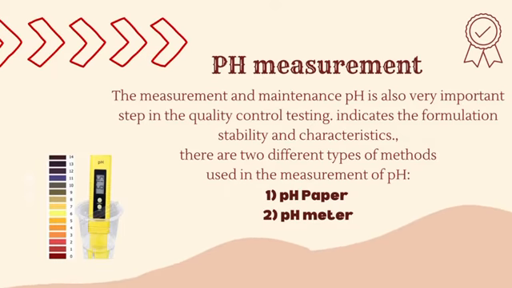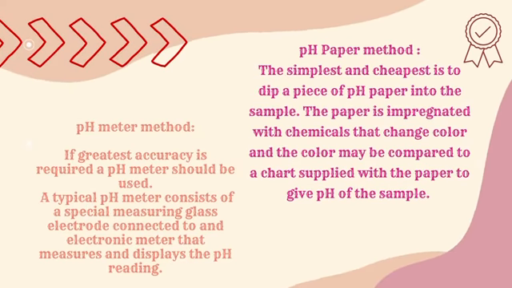pH measurement. The measurement and maintenance of pH is also a very important step in quality control testing. In general, there are two different types of methods used in the measurement of pH: pH paper and pH meter. In the pH paper method, the simplest and cheapest way is to dip a piece of pH paper into the sample. The paper is impregnated with chemicals that change color, and the color may be compared to a chart supplied with the paper to give the pH of the sample.